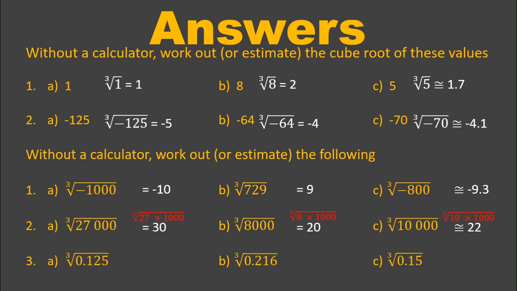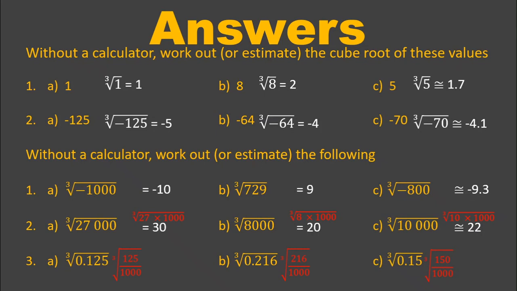Question 3, again, I'll give you a couple of hints for. These are decimal values. Part A is 125 over 1,000. So the cube root of 125 over 1,000. Question B is 216 over 1,000. So cube root of 216 over 1,000. Question C looks like 1500ths, and neither of those numbers could be cube rooted. But I could also write this as 150 over 1,000. So the cube root of 150 over 1,000.